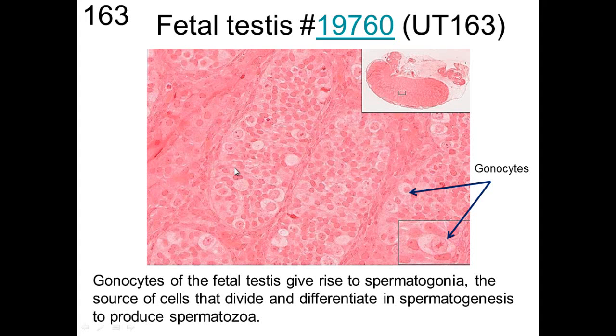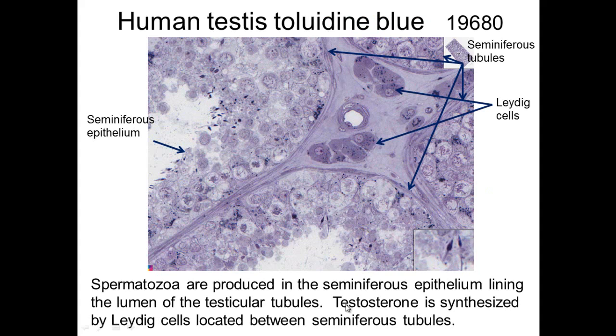Now, in the fetal testis, we just see gonocytes, and the gonocytes give rise to the spermatogonia, which ultimately divide and differentiate to produce spermatozoa. Here we see the Leydig cells, and we actually see some lipid in the Leydig cells and the seminiferous tubules. And you can see a host of germ cells, these round ones, these bigger ones, primary spermatocytes, spermatids, and elongated spermatids that you see there.